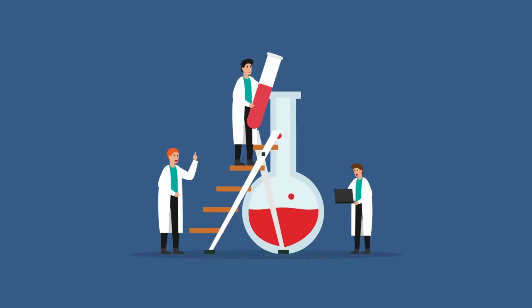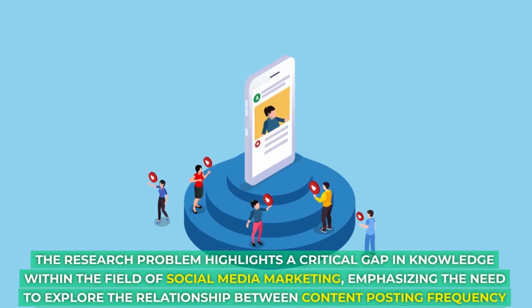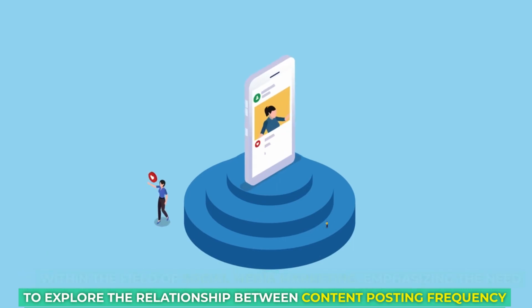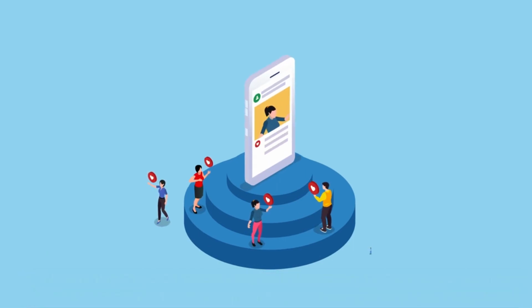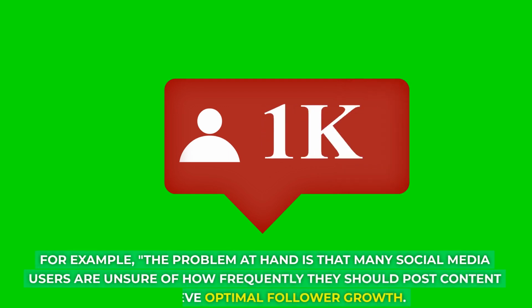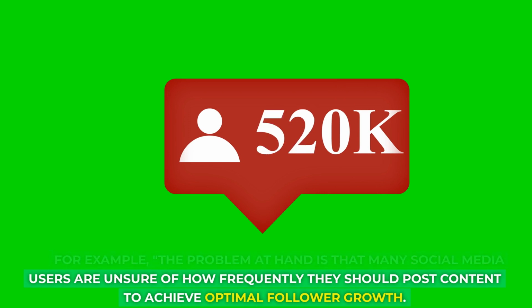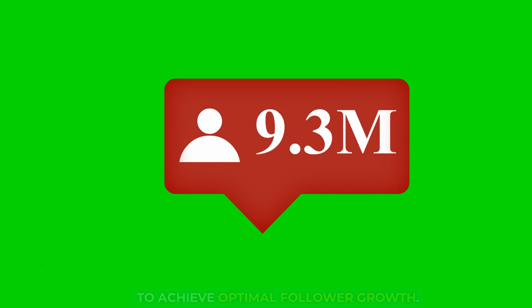Research problem. The research problem highlights a critical gap in knowledge within the field of social media marketing, emphasizing the need to explore the relationship between content posting frequency and follower growth to provide evidence-based guidance for social media users and marketers. For example, the problem at hand is that many social media users are unsure of how frequently they should post content to achieve optimal follower growth.